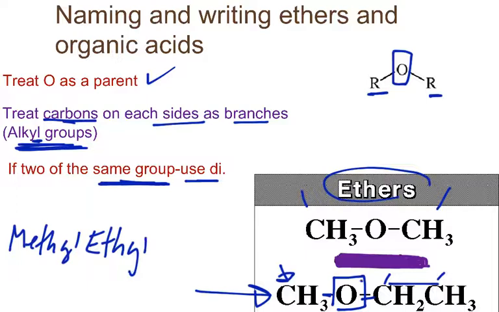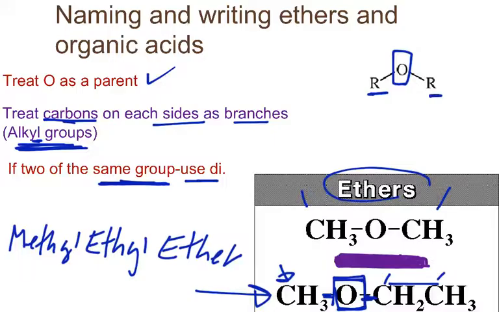And the parent is the oxygen with the single bond on both sides. That's our ether, and we're done. So that's very simple. Methyl ethyl ether is the name of this guy. If you call this guy ethyl methyl ether, you'll be correct also. So that's the nice thing about ethers. They're very simple to name.